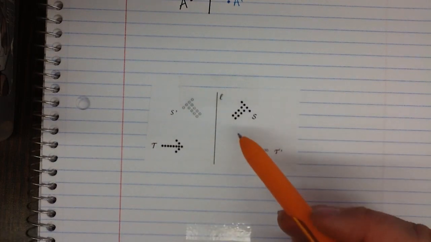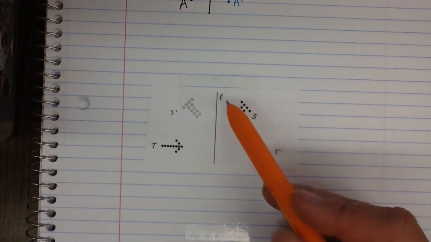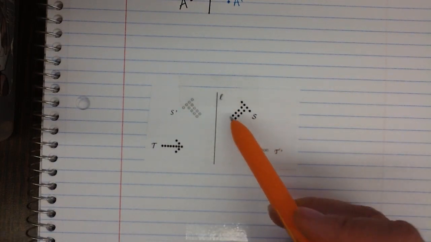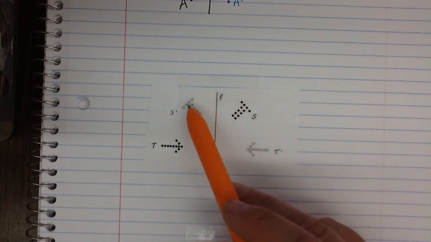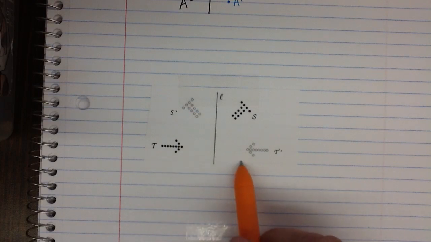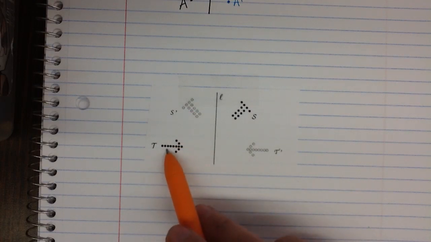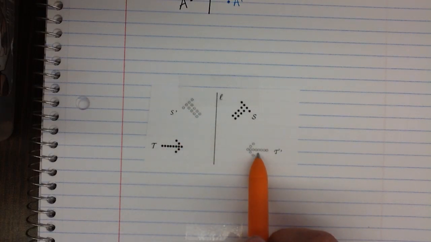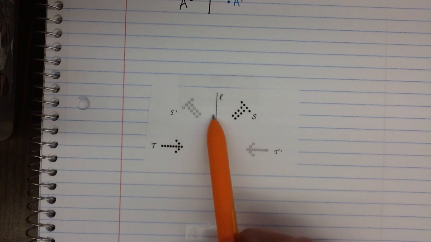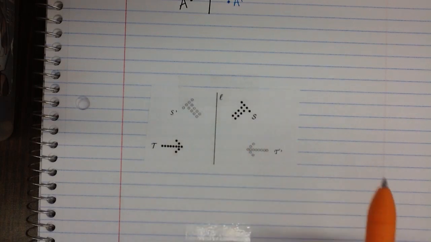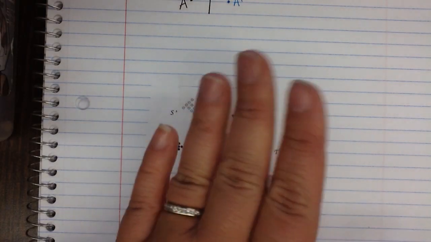So we have here a reflection. This was our original because it's S and reflected over line L, and this became S prime. So it just moved over the line. Same thing here. We had T. It was reflected over the line and became T prime. Okay, so essentially they're the same distance from the line of reflection on both sides.